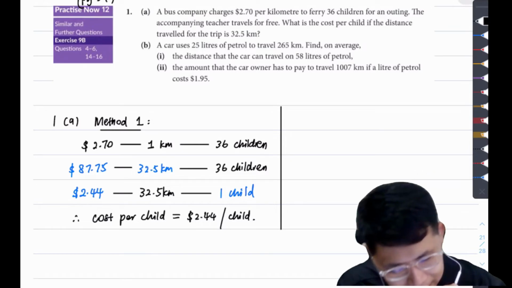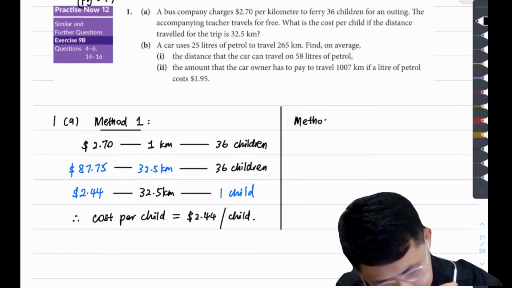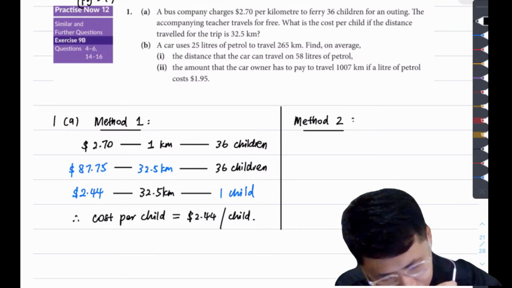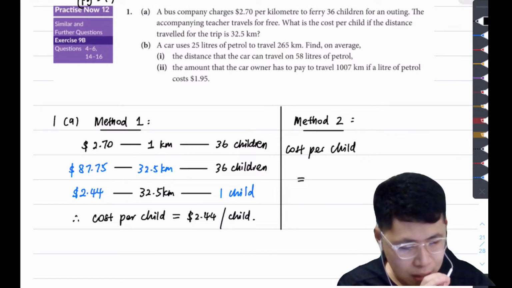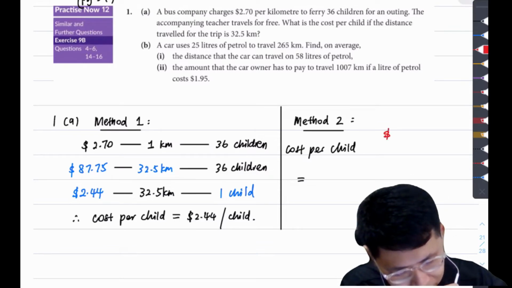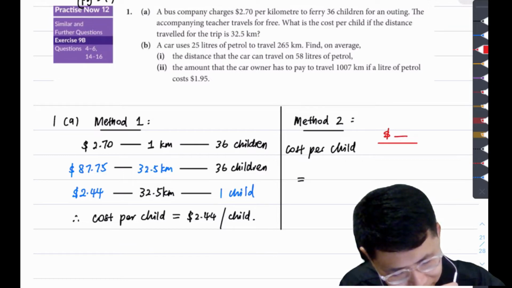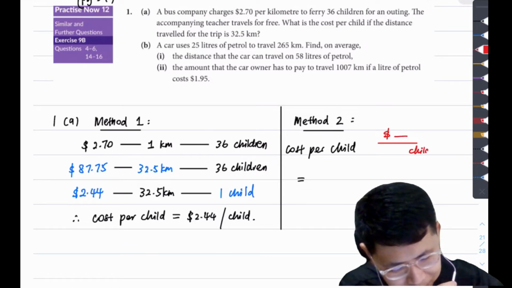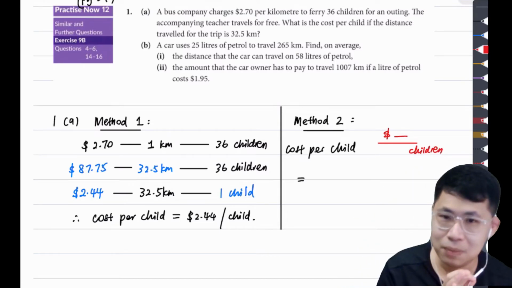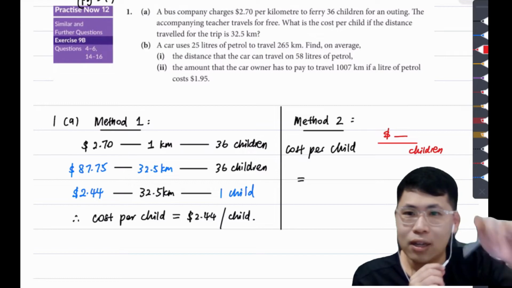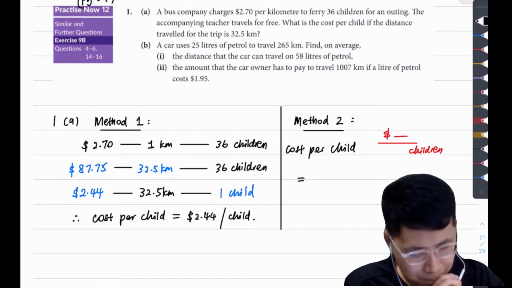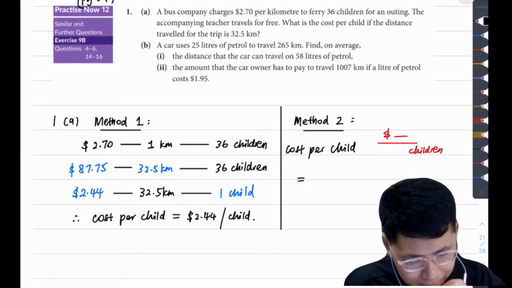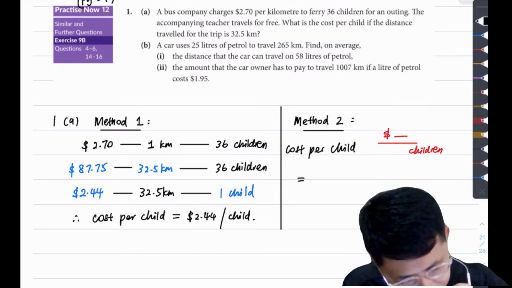Okay, so let's take a look at method 2. I'm looking at cost per child. So indirectly, my desired fraction would be the cost divided by how many children. Okay, so the children need to be at the bottom, the money needs to go on top. Okay, so let's take a look over here.